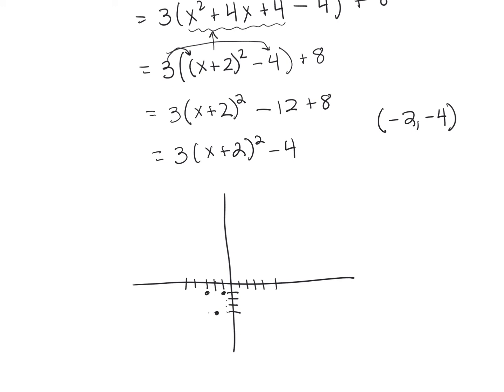Over 1, up 3. Over 2, anybody know how many up I have to go? 3 times 4, so it'd be 12. Exactly. So I'd go up 1, 2, 3, 4, 5, 6, 7, 8, 9, 10, 11, 12. I can't count to 12 apparently. Over 2, up 12. And now I'm going to connect these lines together.